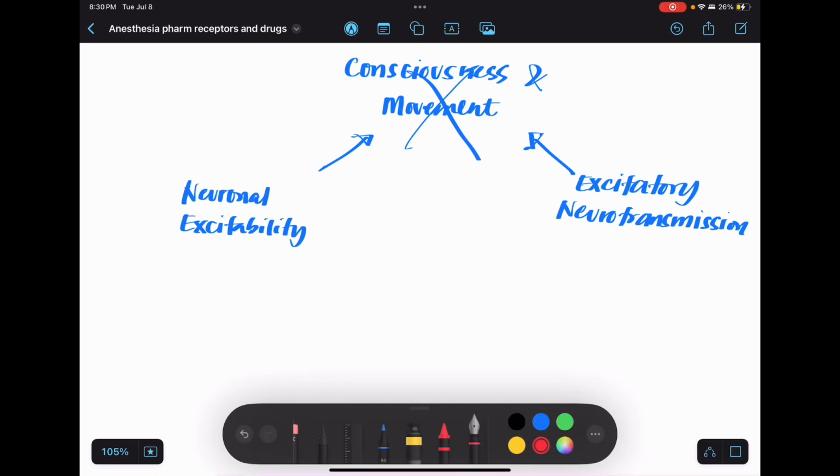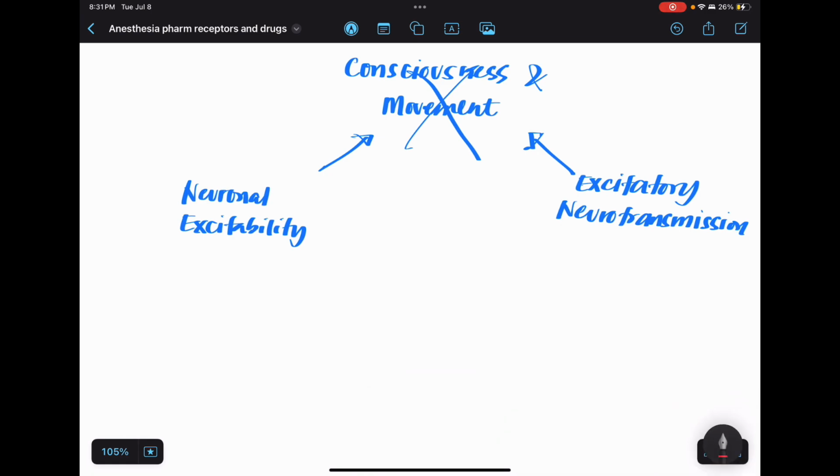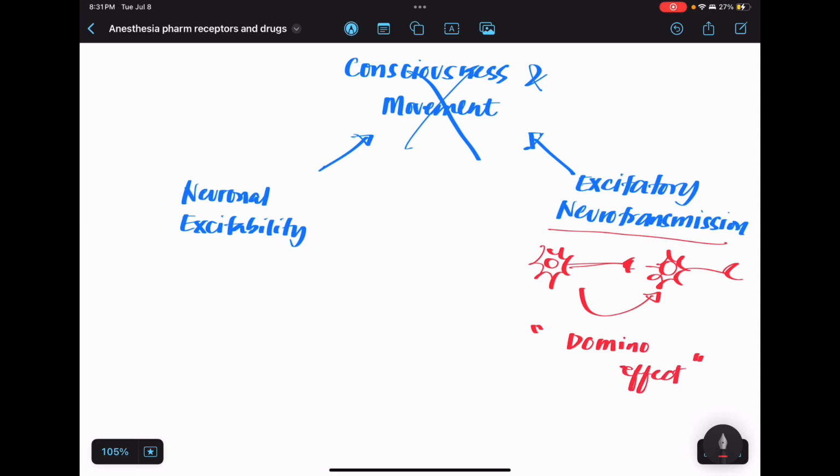So first, I don't know if it's easy for you guys to remember the difference between excitatory neurotransmission and neuronal excitability. So this is the soma, this is the cell body, this is the axon, and this is the axon terminal, right? So this is transmission, between one neuron to another. This is neurotransmission. For me, I remember this as the domino effect. And then the next one is neuronal excitability.